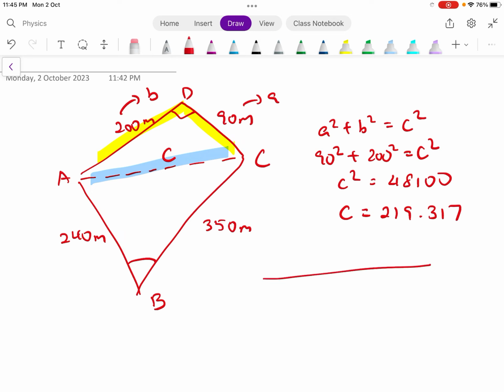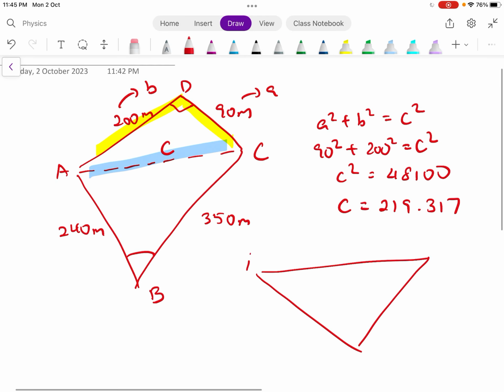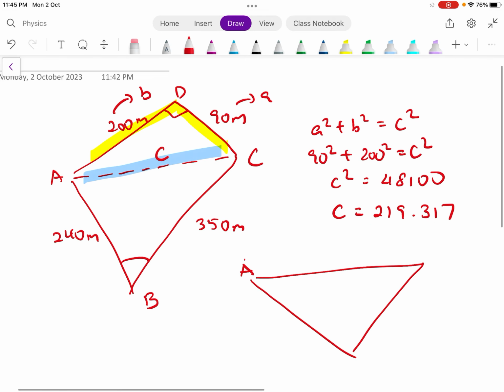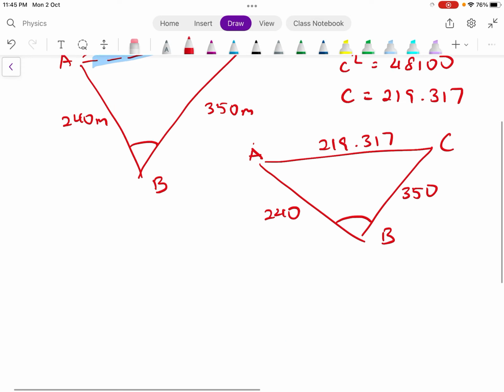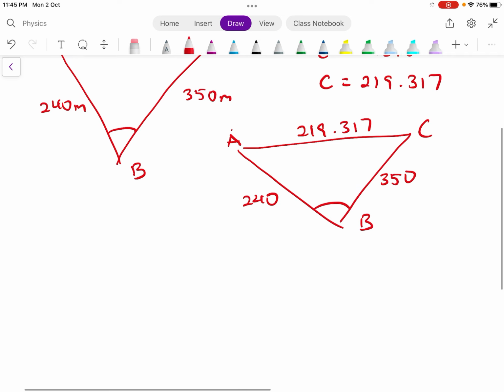Okay. So the next thing, since I know what this AC is already, I can simply use the rule that we learned in Trigo. So I just put down this first. Okay, so this is the angle, right? So 240, 350, and of course 219.317. So how do I find the angle? If we are given three sides, obviously we must use something called the cosine rule, right?